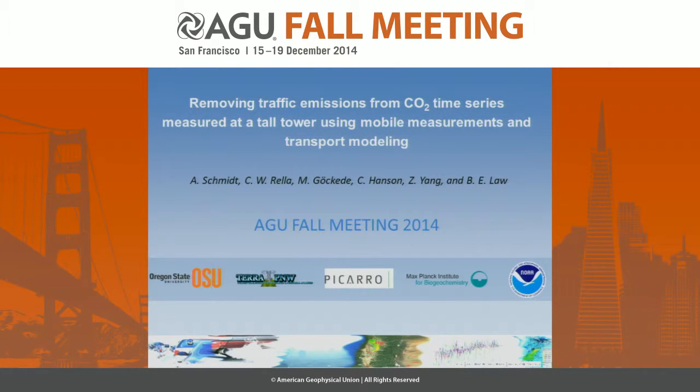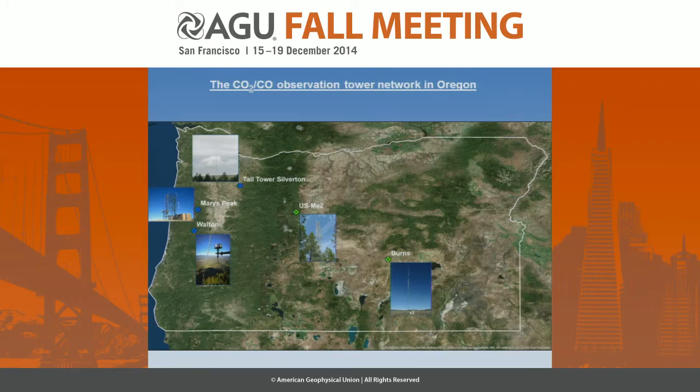Hi. I'm going to present a method that we use to remove the traffic-related portion of CO2 from our tower measurements. As a little introduction, this is our CO2 observation tower network in Oregon that we use for our inverse modeling in the Oregon domain.